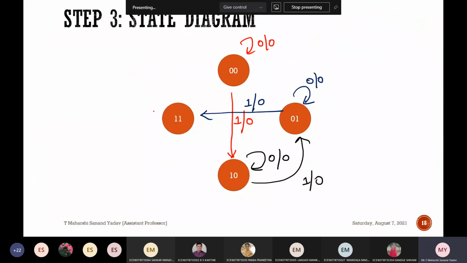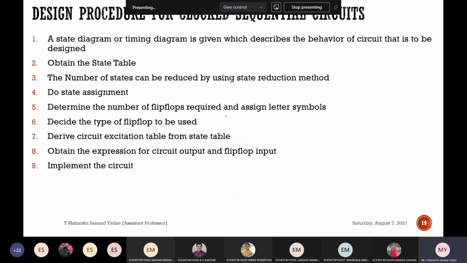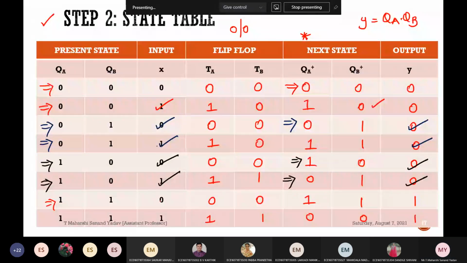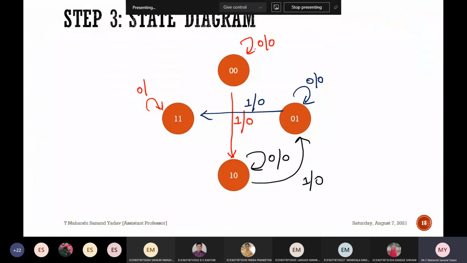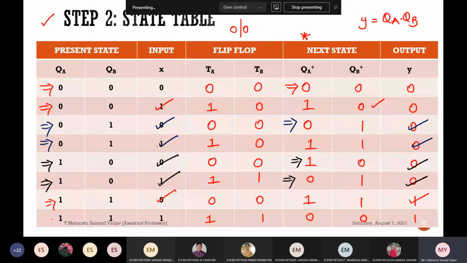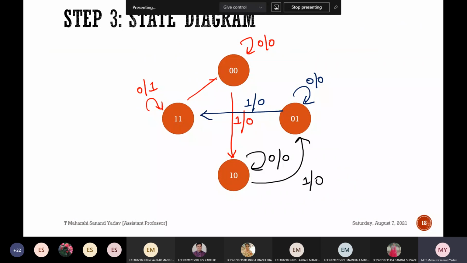From 1 1, again same 1 1 only. So input is 0, and output is getting 1. Next, from 1 1 we need to go to 0 0. Input is 1, output is 1. Done.